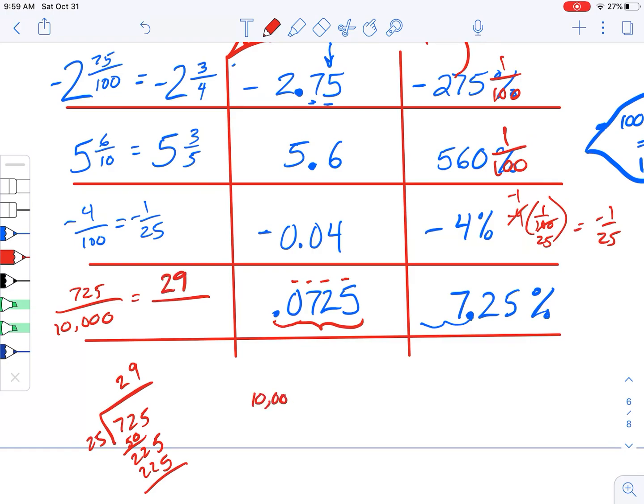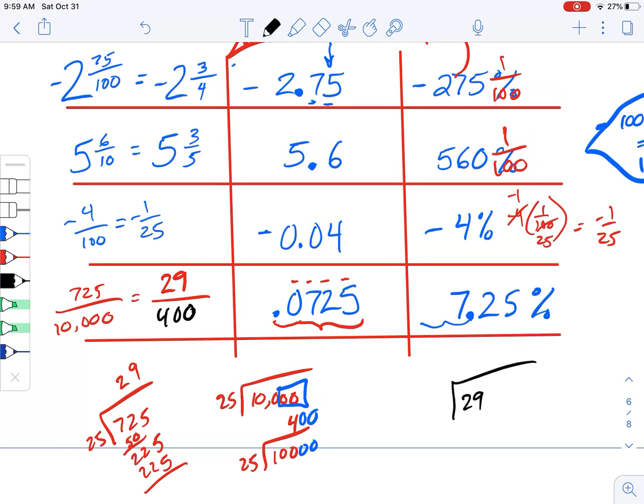Now, what is 10,000 divided by 25? Well, I know that 100 divided by 25 is 4, and I just need these 2 more zeros. So I'll get 400. And if I wanted to check that, if you're allowed, I could take a calculator and do 29 divided by 400, and I should get this decimal.